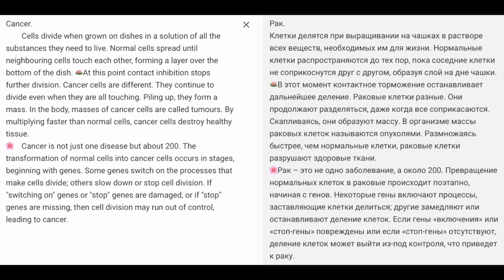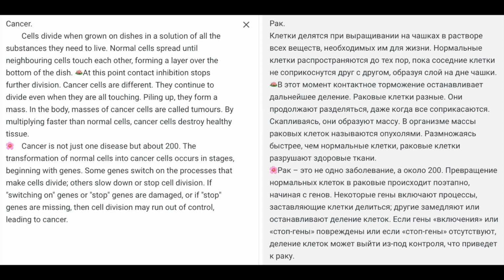Cancer cells divide when grown on dishes in a solution of all the substances they need to live. Normal cells spread until neighboring cells touch each other, forming a layer over the bottom of the dish. At this point, contact inhibition stops further division. Cancer cells are different. They continue to divide even when they are all touching. Piling up, they form a mass. In the body, masses of cancer cells are called tumors. By multiplying faster than normal cells, cancer cells destroy healthy tissue.